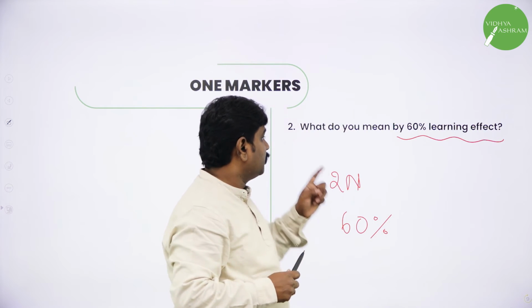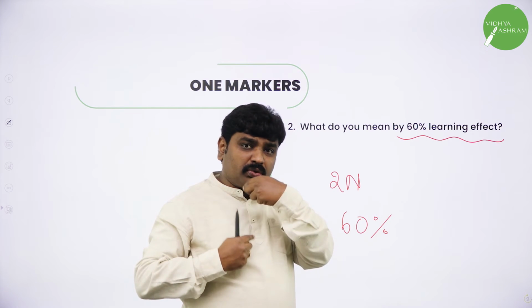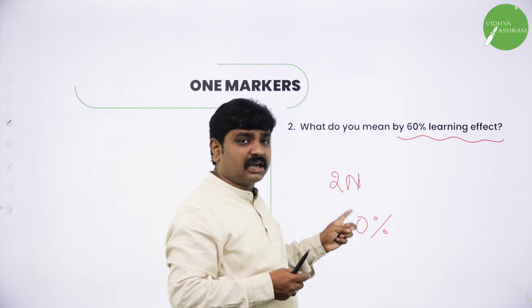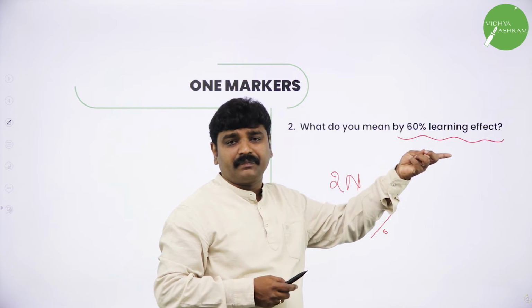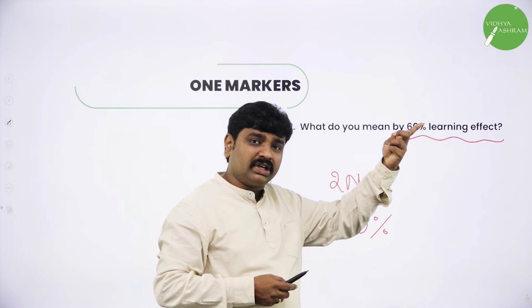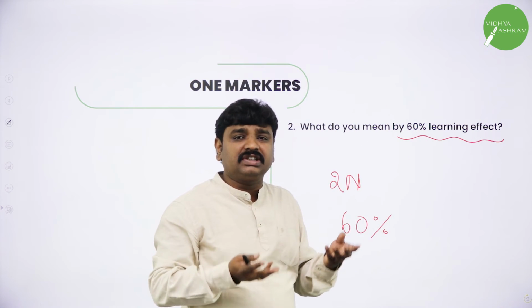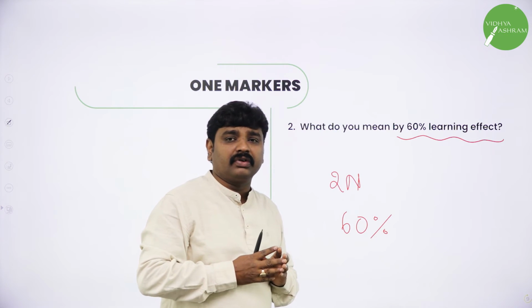What is the meaning of 60% learning effect? When the cumulative output is doubled, the average labor hour becomes 60% of the previous level. If at the previous level you take 1000 hours, at the next level you will take 60% of the 1000 hours, which means just 600 hours.